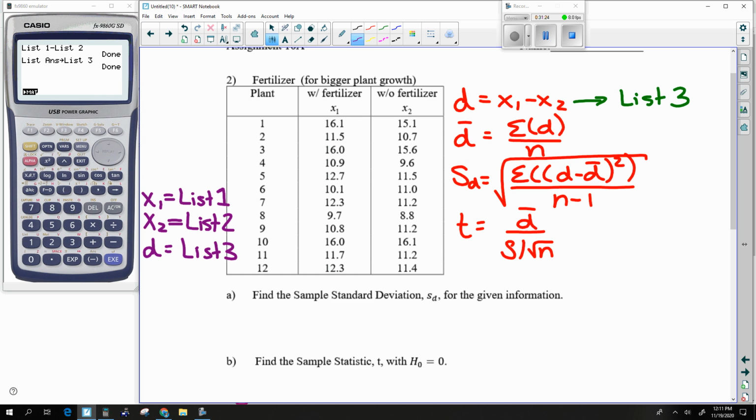Okay, the next thing I need is my average, which is D bar. So that is the average of that list. So I add up all the numbers in the list D, which is list 3, and I divide by the number of numbers. In that case, it is 12. Oh, let's try that one more time.